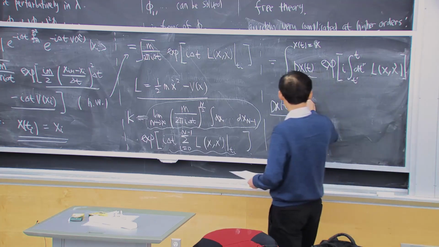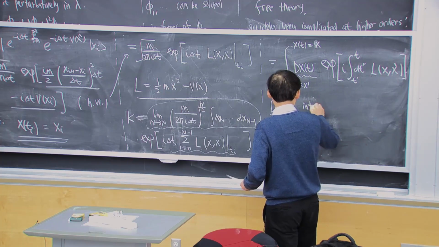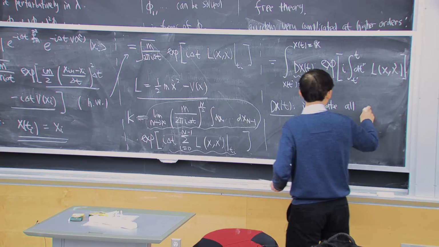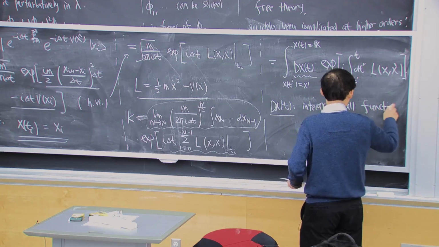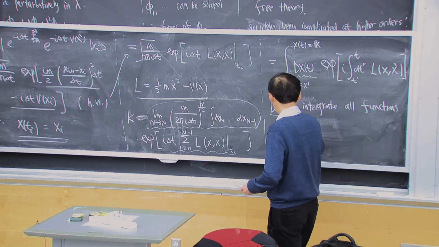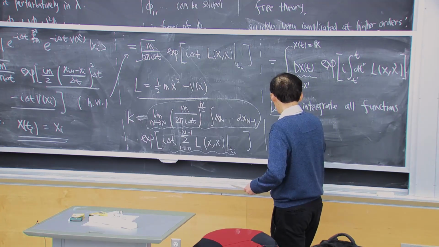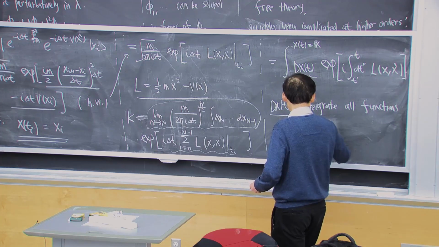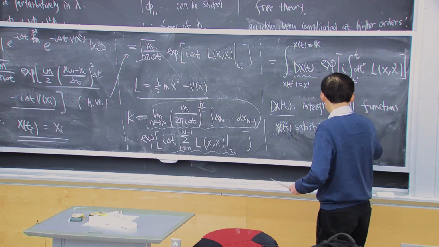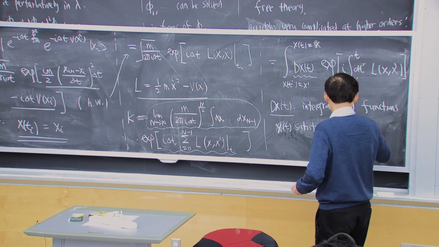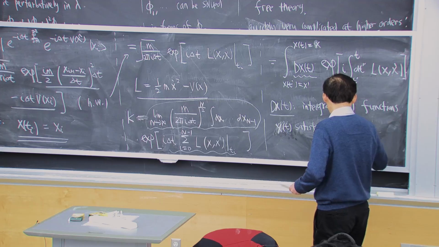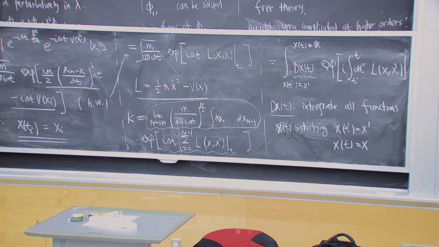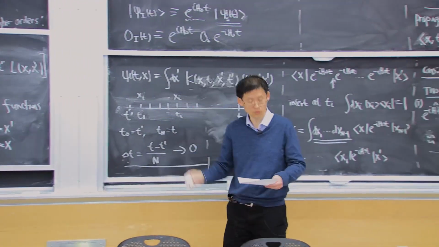So this just corresponds to integrating over all functions xt satisfying, mathematically, that xt prime equals x prime and xt equals x. Because we always fix the two endpoints, you only integrate in the middle.